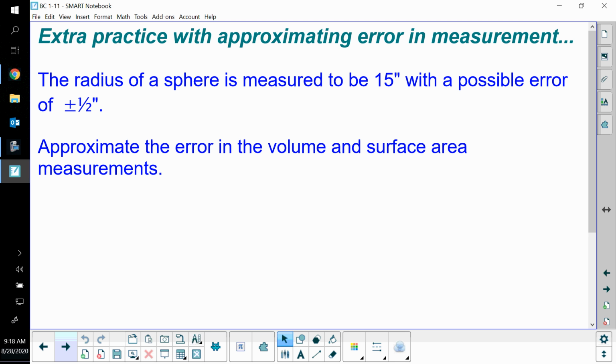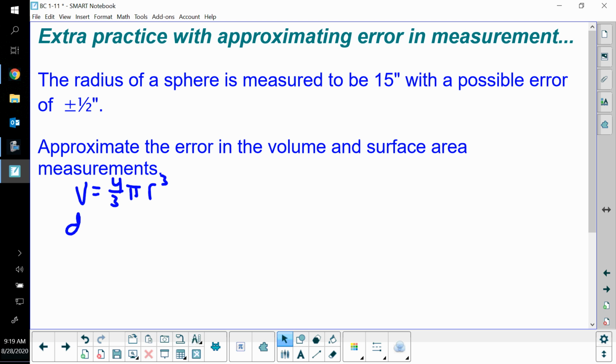Okay, so we're going to start out this video just with a few more practice ones of finding error in measurement, which we saw on yesterday's video. So we've got the measured length of the radius, 15 inches. Possible error is 1/2 inch, and we want to approximate the error in the volume and the surface area. So let's start out with volume. Volume is 4/3 pi r cubed.